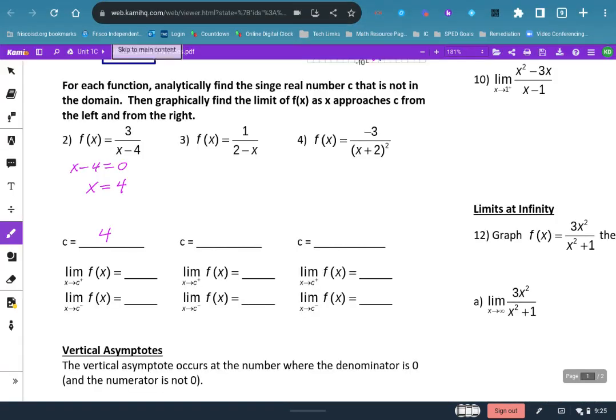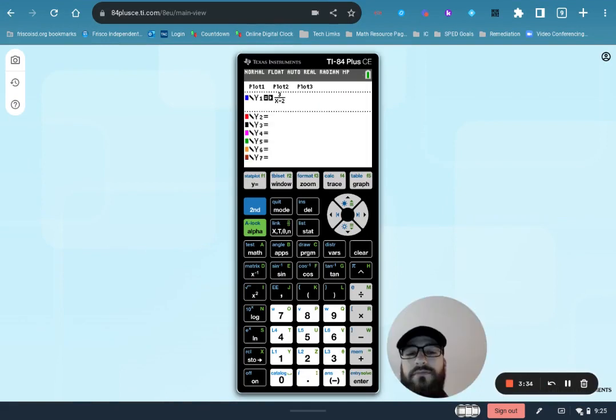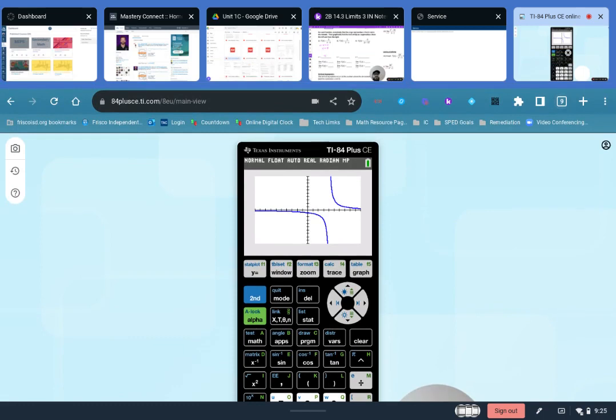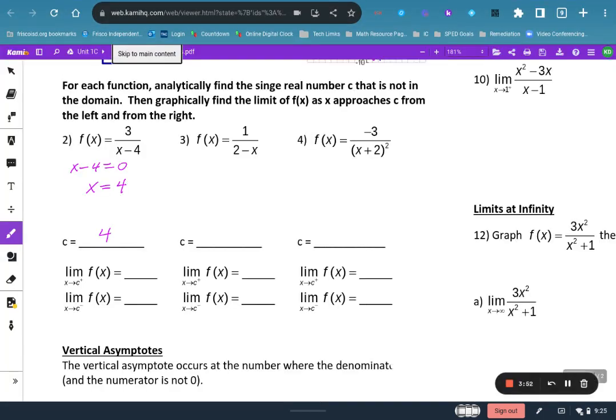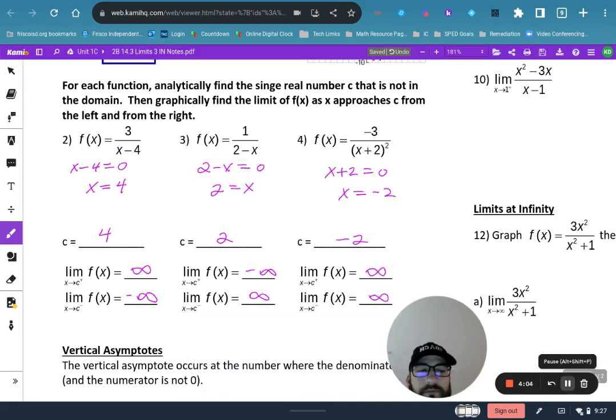What was our function again? 3 over x minus 4. And we're going to graph. And so just like the one we saw before, we can see our function approaching from the left goes down towards negative infinity, and from the right goes up towards positive infinity. So relatively straightforward. I'm going to let y'all try number 3 and number 4 real quick on your own. So pause me, go ahead and try those problems, and then unpause me and I'll talk about them.